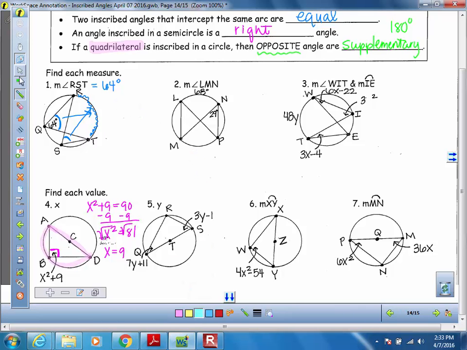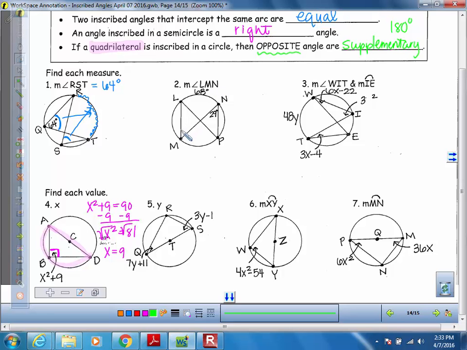In number 2, they want me to find angle LMN. So angle LMN is right here. What arc measure is that across from? 68. So how would I find this? Divide that by 2. And so this would equal 34.